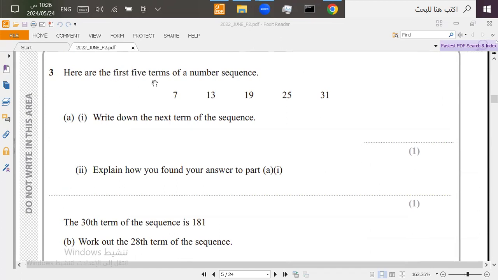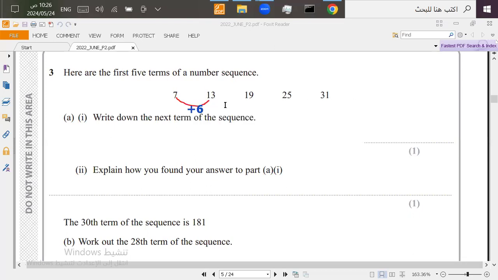Here are the first 5 terms of a number sequence: 7, 13, 19, 25, and 31. Write down the next term of the sequence. It means the number after 31. First, we need to know how much we are adding. So how did the 7 become 13? By adding 6, very good. So we add 6 here, plus 6.